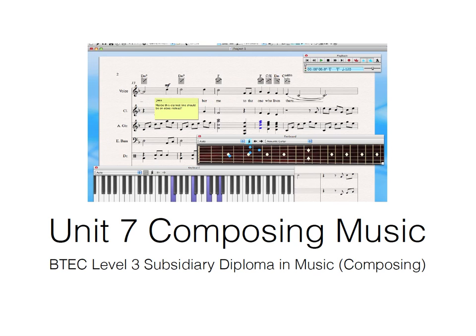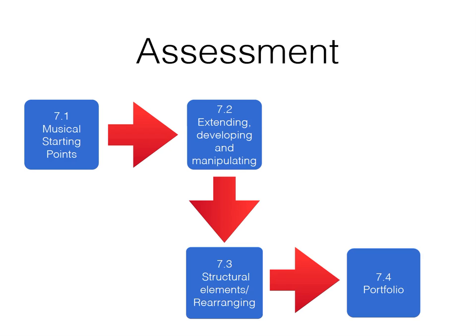Welcome to the Unit 7 Composing Music Introduction as part of the BTEC Music Composing course. This unit is a whole unit assessment, but it consists of 4 individual parts. Part 1, Criteria 7.1, is where we're composing 5 musical starting points. They could be riffs, motifs, chord progressions, that type of thing.